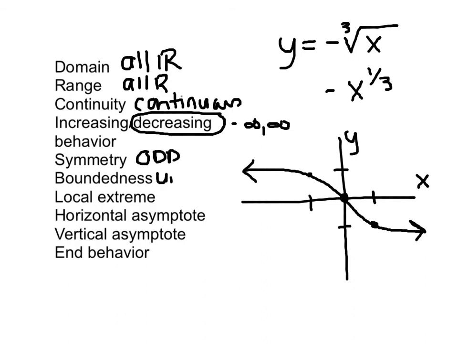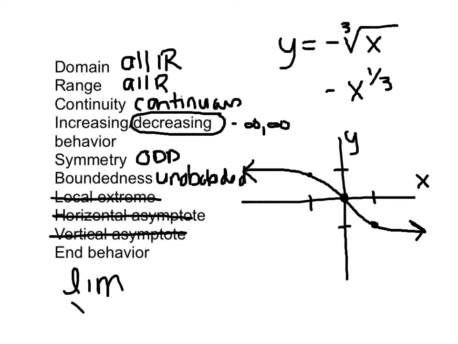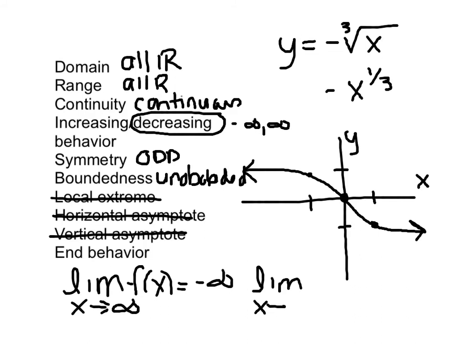This graph is unbounded. This graph has no maximums or minimums, has no asymptotes, horizontal or vertical. The limit as x goes to infinity is -infinity, and the limit as x goes to negative infinity is positive infinity.